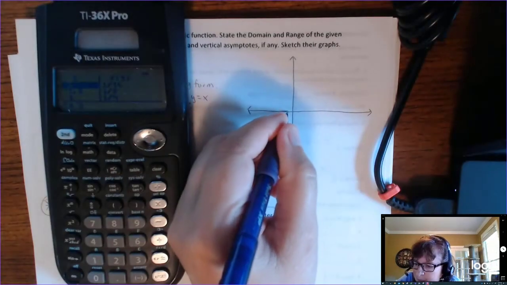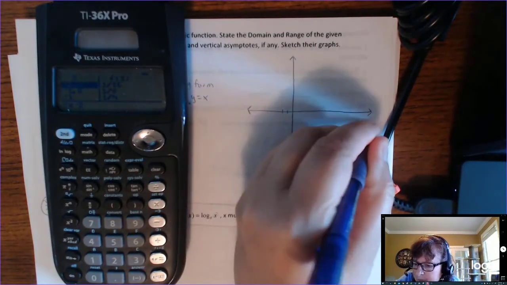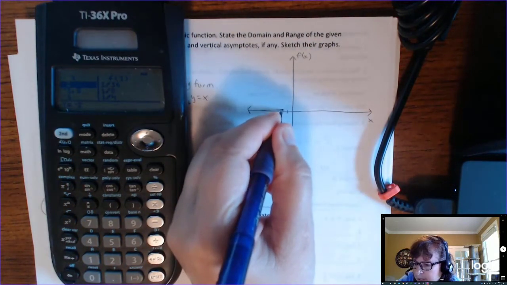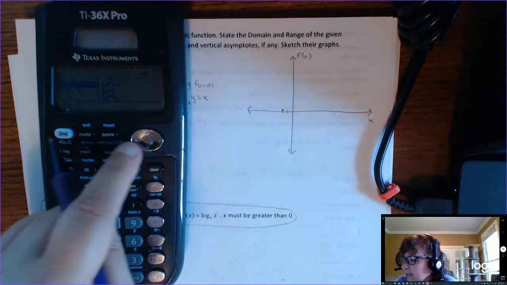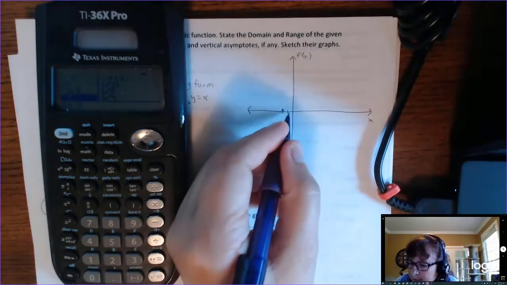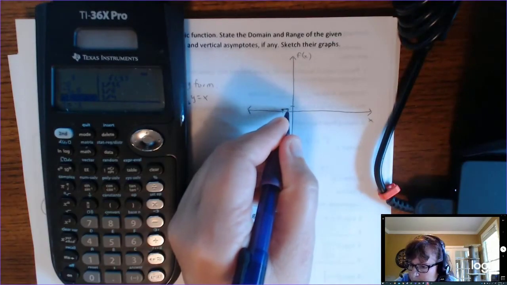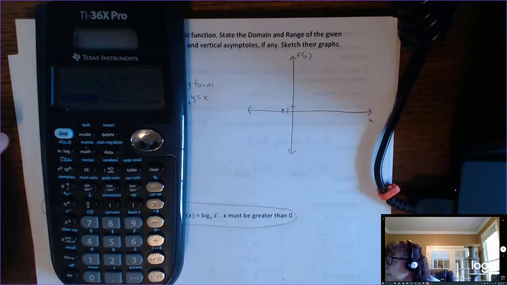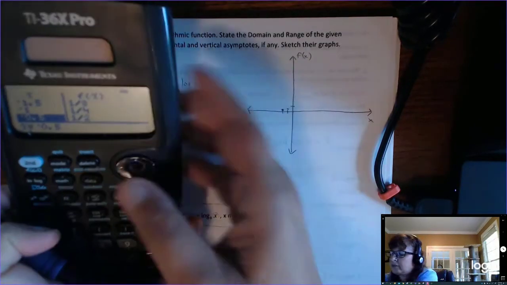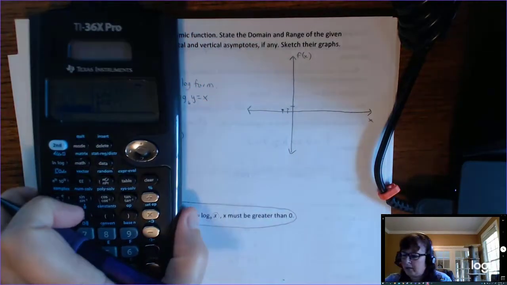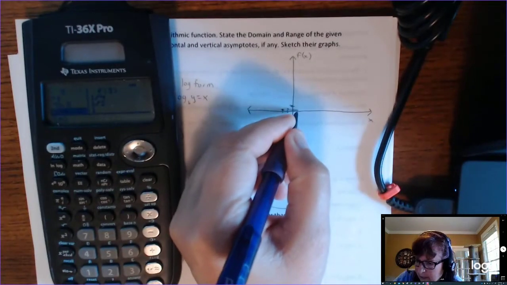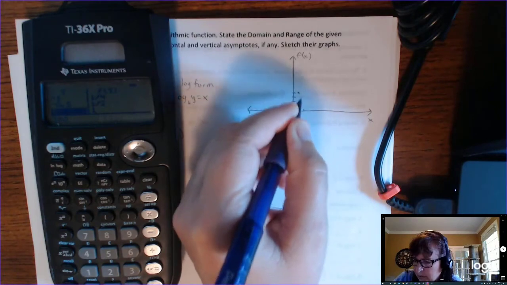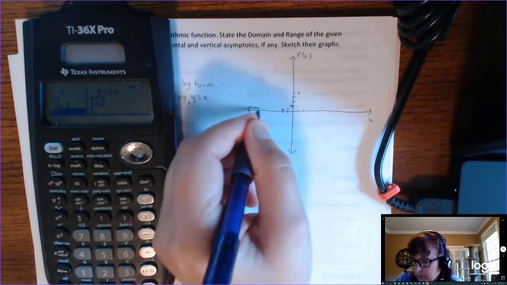So when x is -2, y is, this is x, and this is f of x. y is really small, 1/16. And when x is -1, y is 1/4. And when x is, I'll skip the decimals, 0, y is 1. And when x is 1, y is 4. And when x is 2, y is 16, and we're off the page.